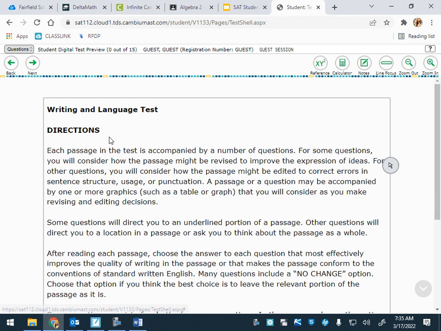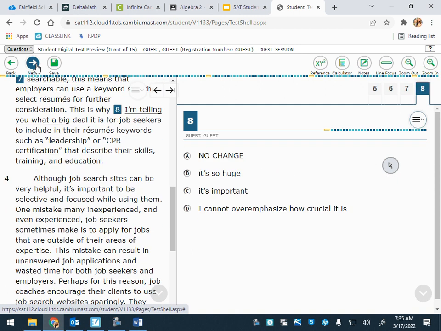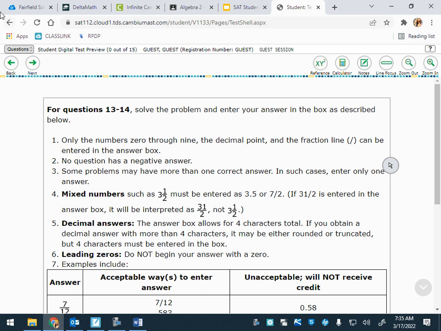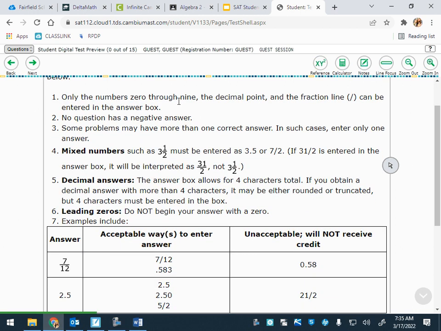This is what you see. Oops, sorry, I went through. Multiple choice, fine. This is where your short answer is where it's important to know how to enter your answers, okay? Only numbers 0 through 9, the decimal point and fraction line can be entered in the answer box. No question has a negative answer, okay? Some problems may have more than one correct answer. In such cases, enter only one answer. Okay, mixed numbers. 3.5 is not going to fly. You have to write it as an improper fraction or as a decimal, okay?